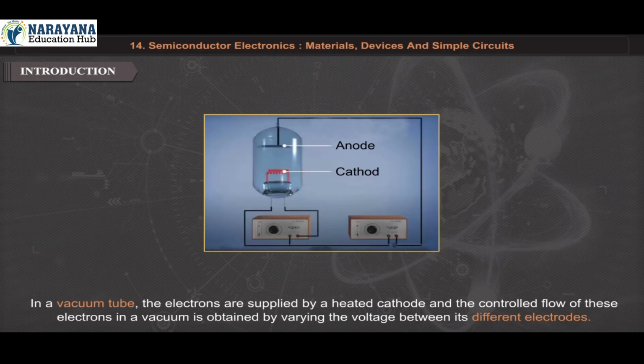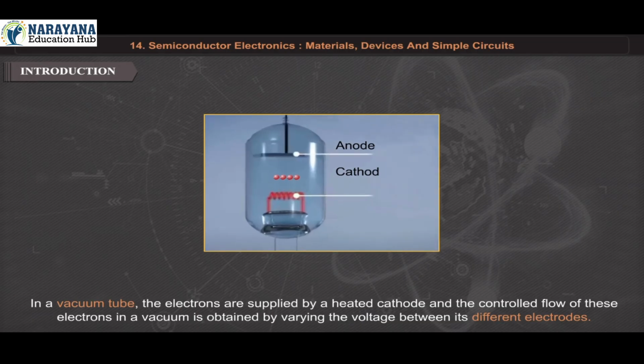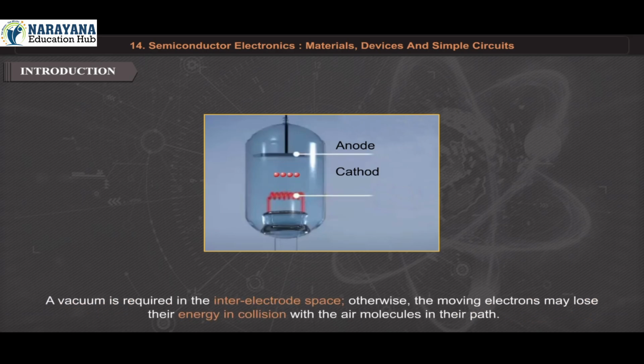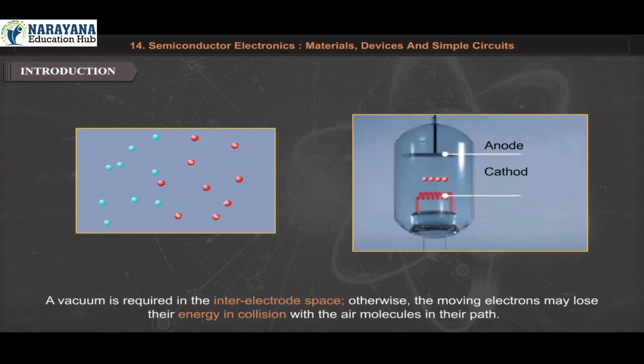In a vacuum tube, the electrons are supplied by a heated cathode and the controlled flow of these electrons in a vacuum is obtained by varying the voltage between its different electrodes. A vacuum is required in the inter-electrode space, otherwise the moving electrons may lose their energy in collision with the air molecules in their path.